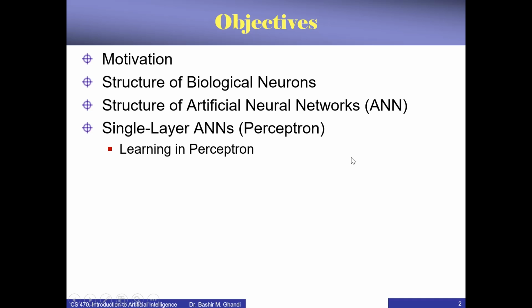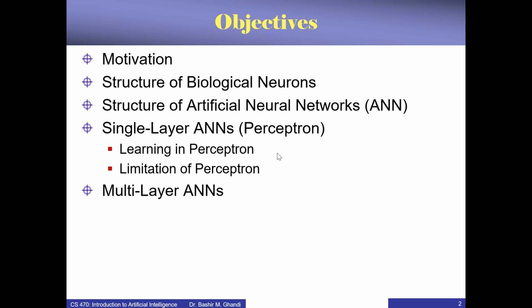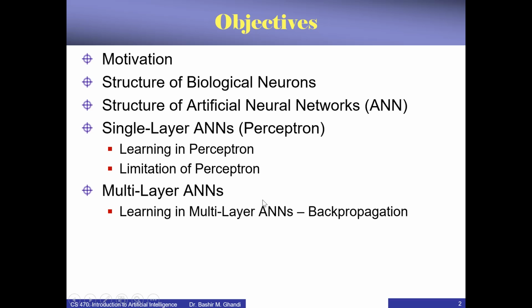We will look at how learning takes place in perceptron and what are its limitations. Okay, we're going to see that perceptron actually has a very serious limitation. Then we look at multi-layer ANNs. Again, we look at how learning takes place in multi-layer ANNs, usually through a process called backpropagation. We look at what are the design issues in multi-layer ANNs.